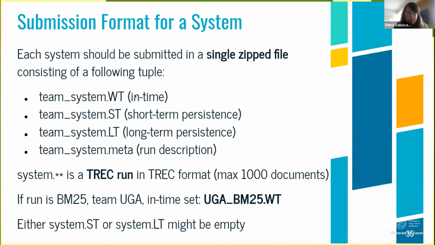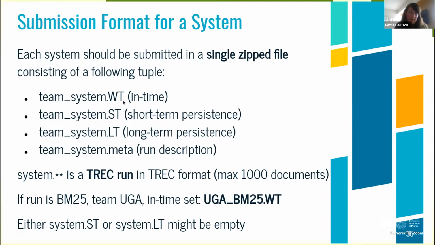Each system should be submitted as a single zip file, and the zipped file should consist of 3 or 4 single files. Team system.wt is our in-time results run on the held out data as a track run. Team system st is our results for the short-term persistence task. LT are the results for the long-term persistence task. And then we require the participants to also provide some run description.